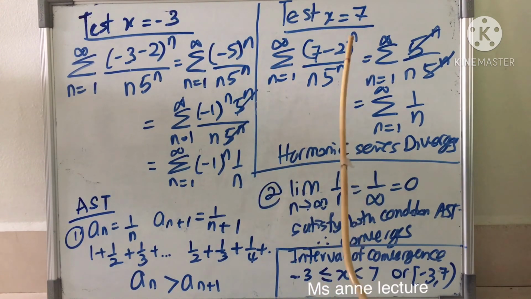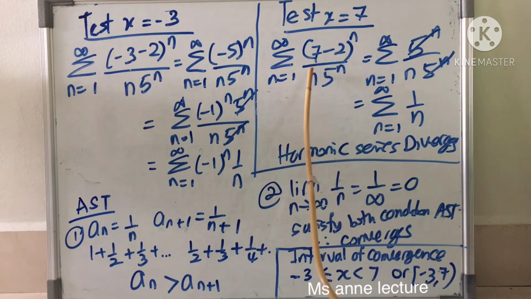Then we substitute the value x equal to 7 into the question. So we get (7 minus 2) to the power of n over n multiplied by 5 to the power of n. We can cancel the 5 to the power of n and get 1 over n. 1 over n is a p-series, and this one is a specific series known as the harmonic series, which always diverges. So the final conclusion for this interval of convergence is that x equal to negative 3 converges, while x equal to 7 diverges.